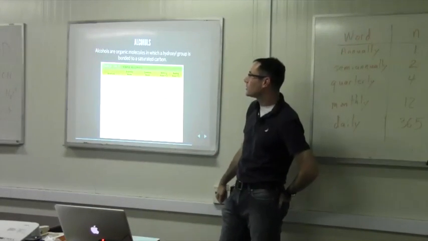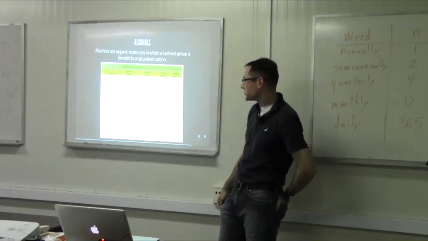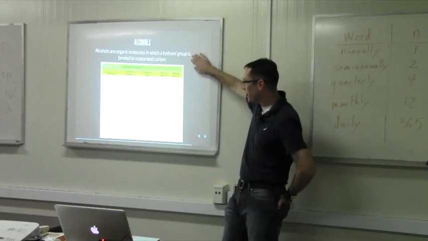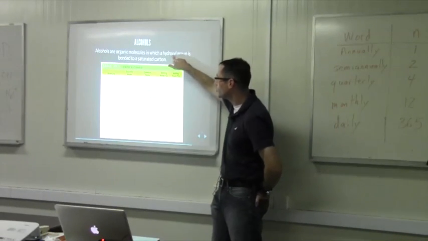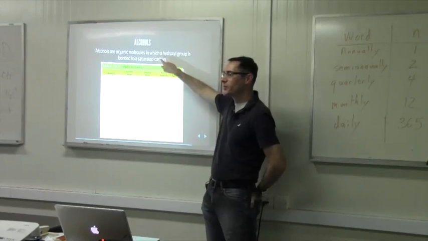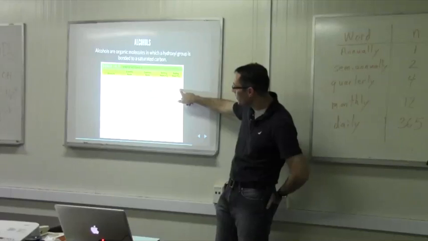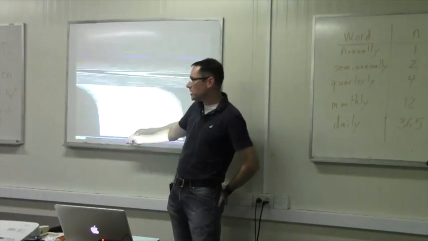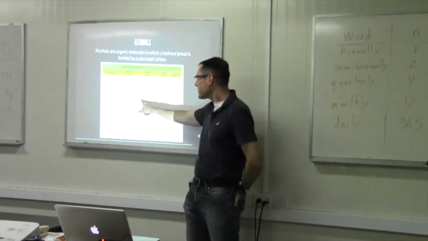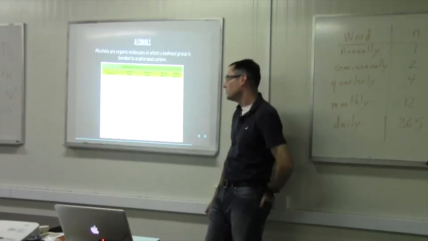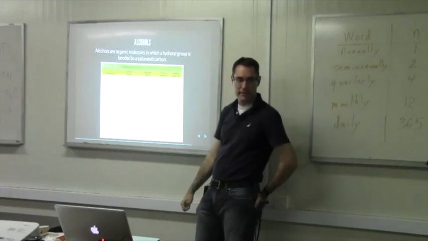Let's look at some alcohols. Your favorite subject, right? Alcohols are organic molecules in which a hydroxyl group is bonded to a saturated carbon. Remember saturated, one bond? You've got three different types of alcohol we'll talk about. Methanol. Methanol, we call it wood alcohol. It's used in windshield washing fluid.